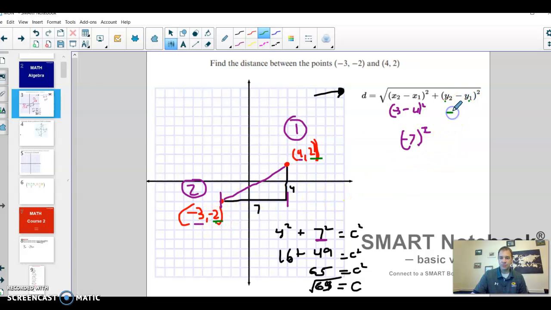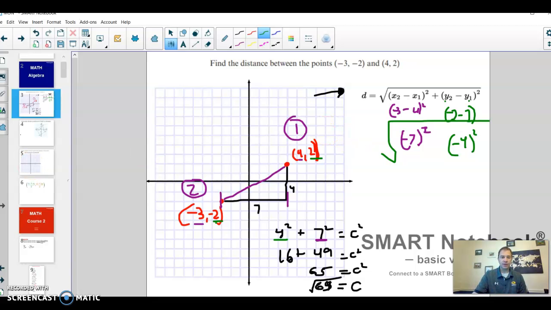y2 is -2 minus y1, which was 2. And when we square that, we end up getting (-4) squared. Hey, look at that. We had a 4 squared down here. And again, it's not going to matter. I'm still going to end up getting the 49 and the 16 just like I had down here. Then I'm going to take the square root of all of that, just like we took the square root of all this. This distance formula is really just the Pythagorean theorem.